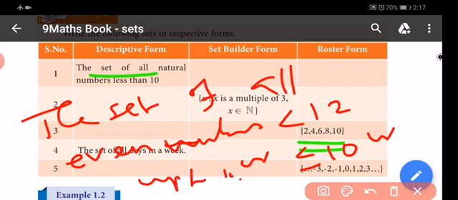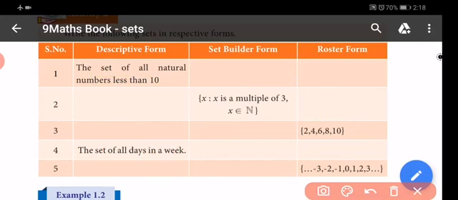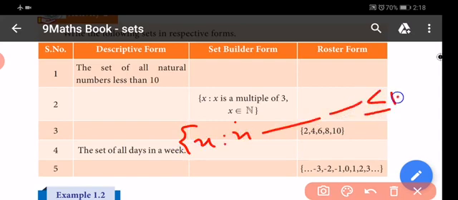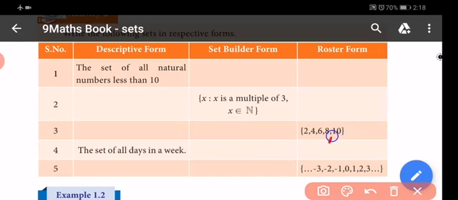So these are some methods of descriptive form. If you use any one, it is correct. And in set builder form, in the same way, for all x such that x is what? x is an even number less than or equal to 10. That's all. So this one is the third one.